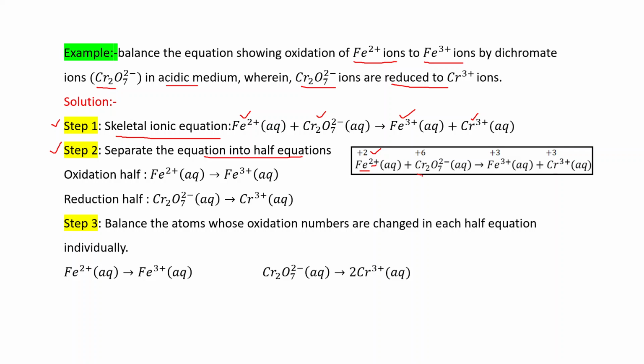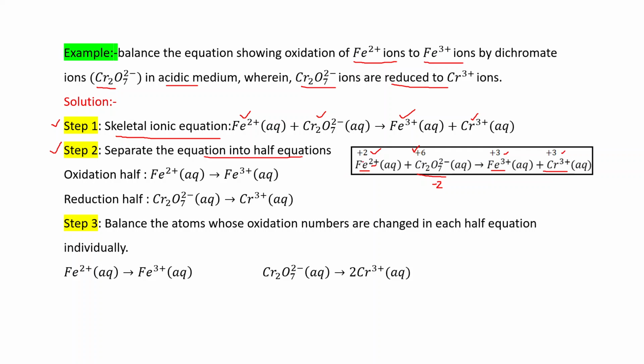In case of Cr2O7 2-, the oxidation number of oxygen is -2. And by using the rule that in case of polyatomic ions the sum of the oxidation numbers of all the atoms is equal to the charge on it, if we calculate the oxidation number of chromium, it will come +6. The oxidation number of each chromium atom in Cr2O7 2- is +6. The oxidation number of Fe3+ is +3. The oxidation number of Cr3+ is again +3.